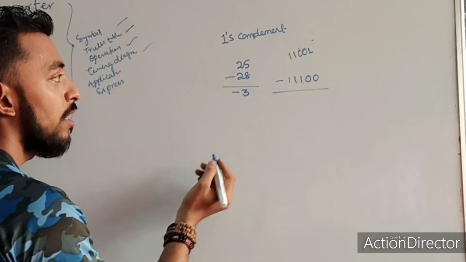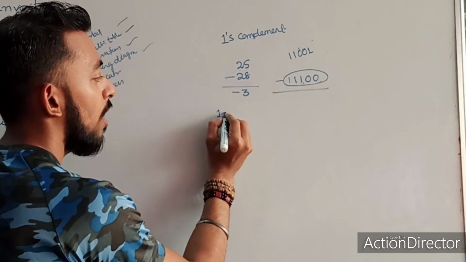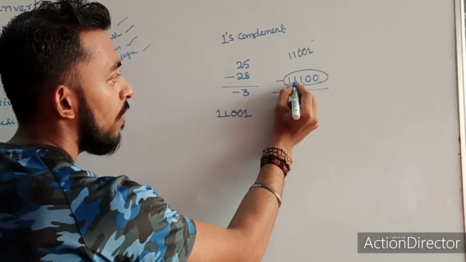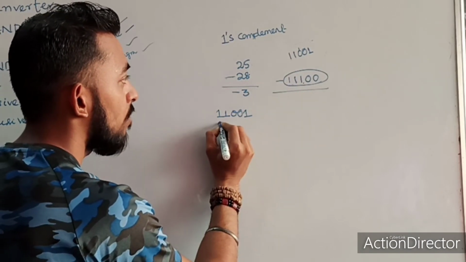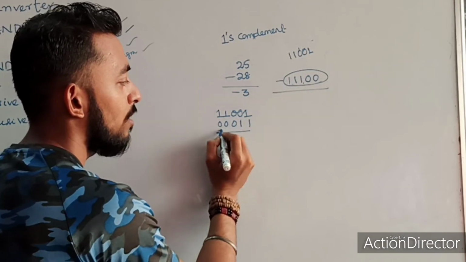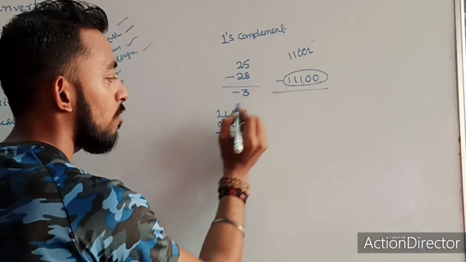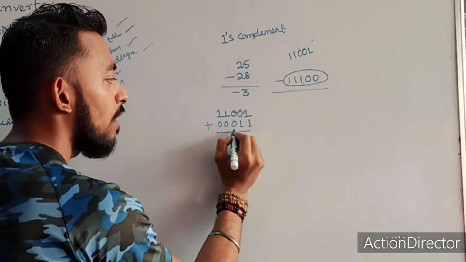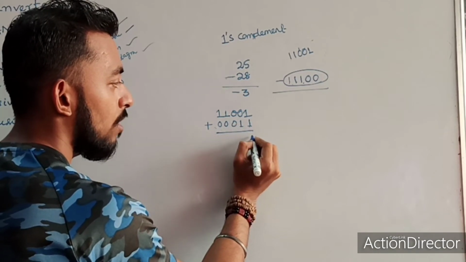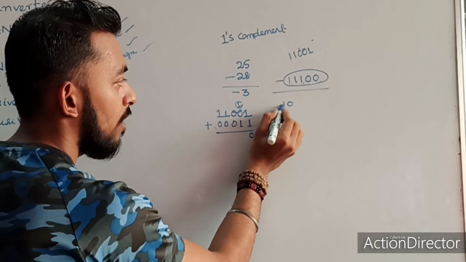Since this number is higher than this one, I cannot do normal subtraction. Then what can I do? I have to take the one's complement of this one. So 1 1 0 0 1 is the 25. And what will be the one's complement of this one? It is nothing but 0 0 1 1 0. If I convert each 1 to 0 and each 0 to 1, then I will get this. Then I am not going to subtract, I am going to add, because I have already taken the one's complement.